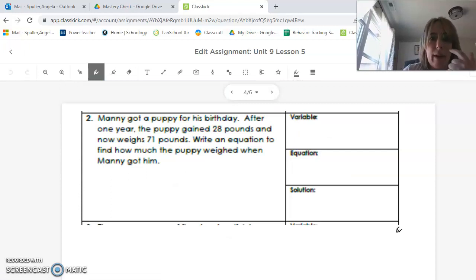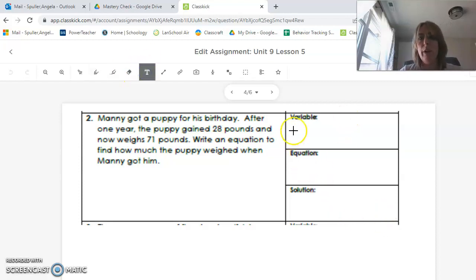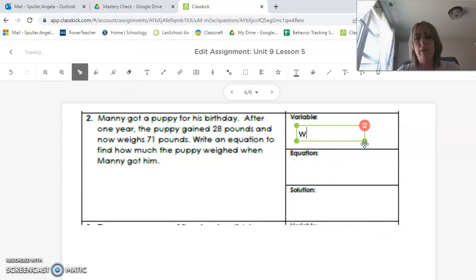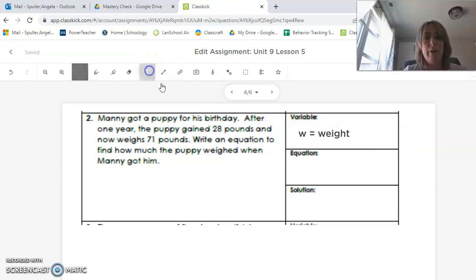Manny got a puppy. After 1 year, the puppy gained 28 pounds and now weighs 71. Write an equation to find out how much the puppy weighed when Manny got him. So, first and foremost, what is the variable? Well, we're looking for the puppy's weight, so I'm going to use W equals weight. Then I'm going to write an equation.